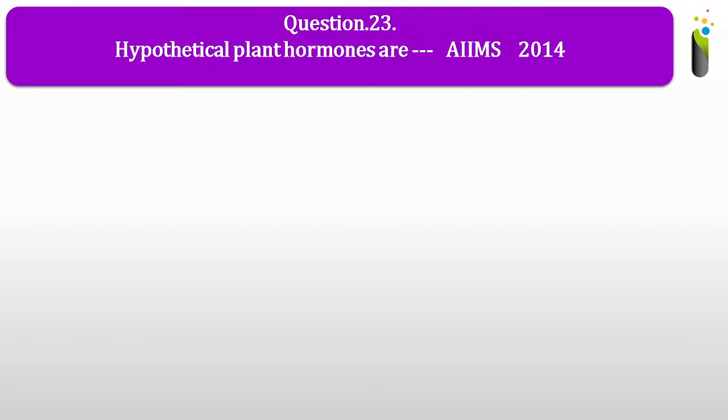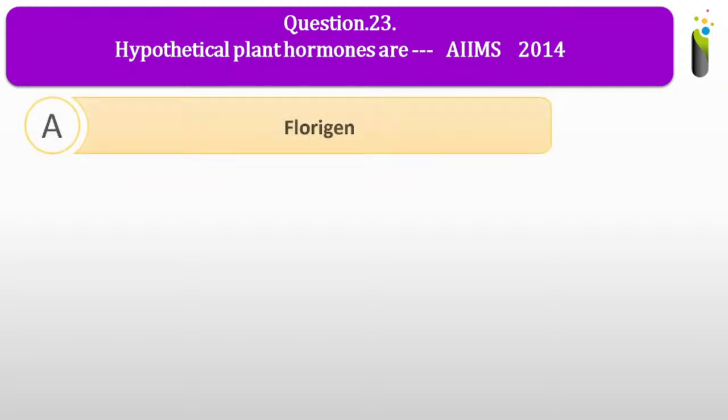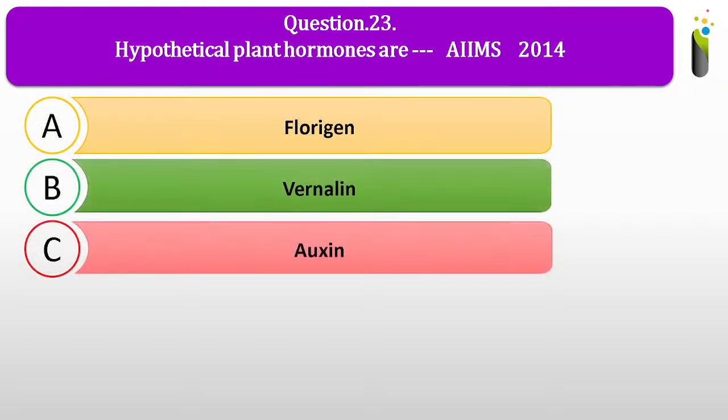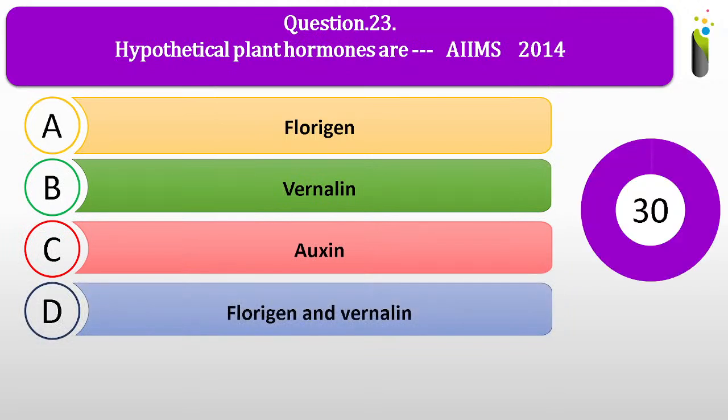Hypothetical plant hormones are dash. The hypothetical is something which has not yet been proved. There is no evidence that it can be considered as a hormone. It is just a hypothesis. So hypothetical plant hormones are dash. This question had appeared in AIIMS 2014 and your options are A. Florigen, B. Vanillin, C. Auxin, D. Florigen and vanillin.